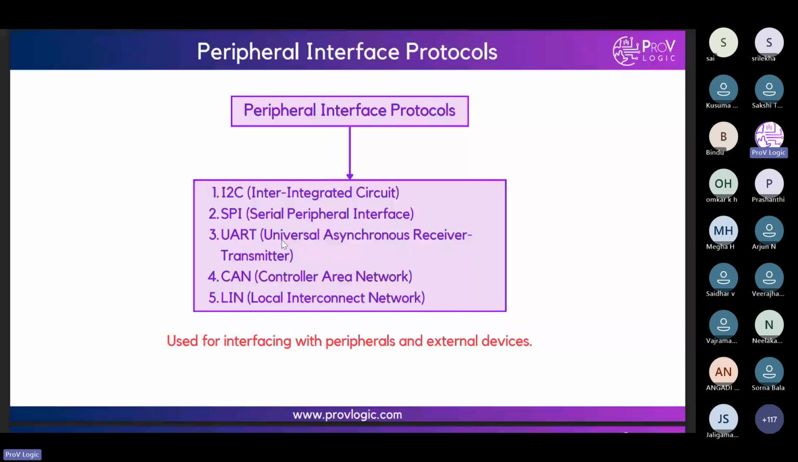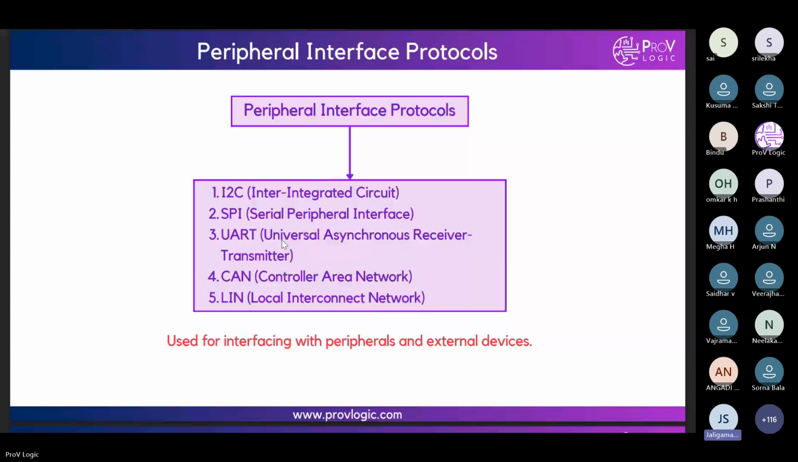Can anyone tell what is the difference between a microprocessor and a microcontroller? Yeah, ma'am. A microprocessor does not contain any memories. Coming to the microcontroller, it consists of internal memories. Okay. Applications?